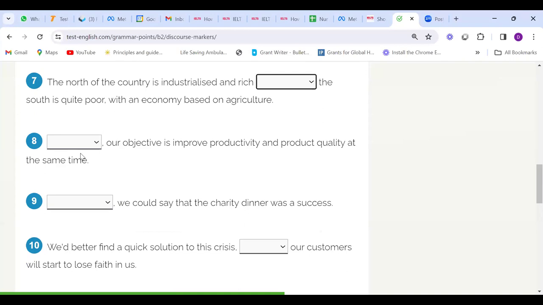Dash, our objective is to improve productivity and product quality at the same time. Should it be incidentally, obviously, basically? You need to do some critical thinking here.